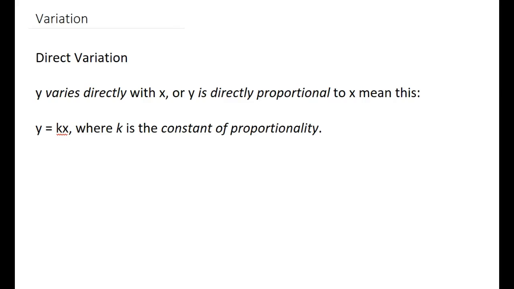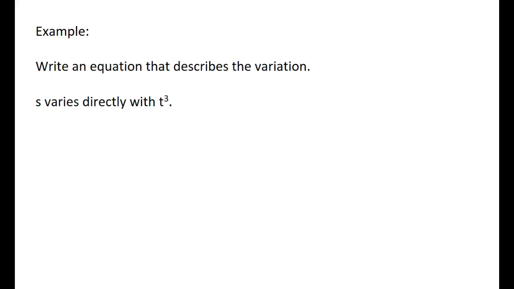All right, let's talk about variation problems, and there are several different types of variation. The first variation we'll talk about is direct variation. And so you're going to see these words. You're going to see something that says y varies directly with x, or y is directly proportional to x. And when you see those phrases, this is what it means. It means you have an equation that looks like this: y equals kx. And k is a constant of proportionality, and it's going to be your job to figure out what that constant is. So let's take a simple example.